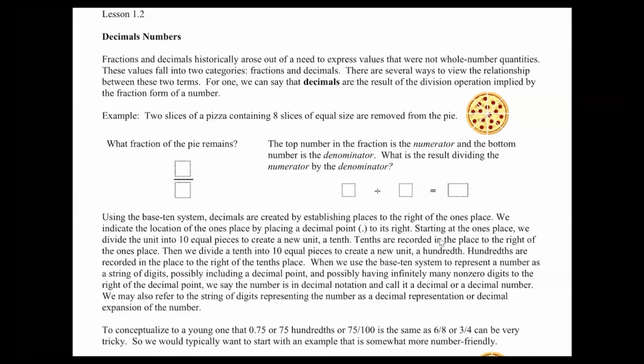Several ways you can view the relationship between the two terms, and this is where things get a little dicey. Right? We say decimals are a result of division operation implied by the fraction form of a number. All right, so here's my basic example. 2 slices of a pie containing 8 slices of equal size are removed from the pie. All right, so you have a standard pizza, and you're removing 2 slices from that pie. All right, so what fraction remains? Well, you took 2 away, so you have 6 out of the 8.